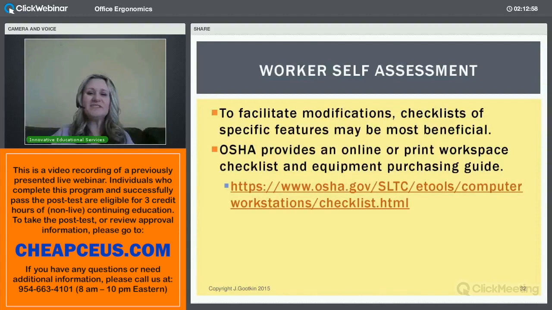I think that's fabulous. Since we all don't have the benefit of that for ourselves and our patients, OSHA provides an online assessment tool and workplace checklist that might be something you can consider having your patients utilize if you don't want to go to those ROSA or other tools that we spoke of. This checklist is a little more user-friendly and easier for a patient to understand.